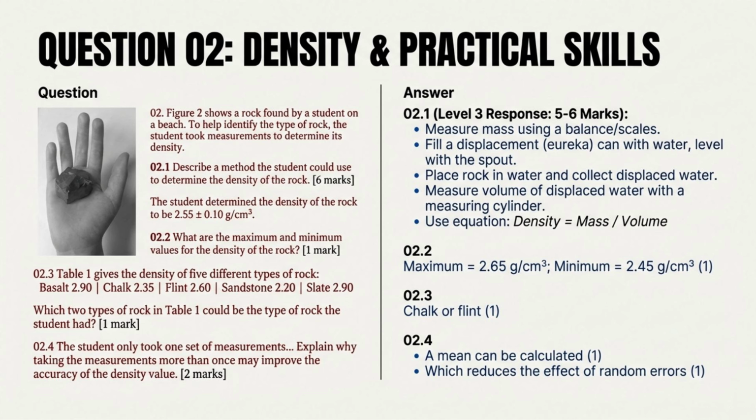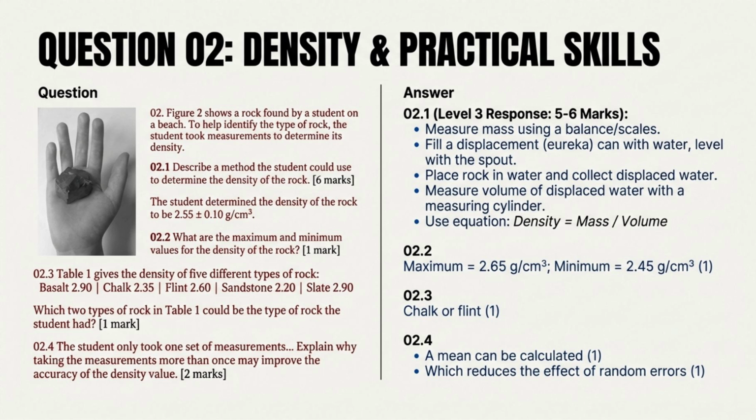Got it. Then drop the rock in. Carefully, yes. You place the rock into the water and collect the water that gets displaced out of the spout. Then, and this is crucial, you measure the volume of that displaced water using a measuring cylinder. So the volume of the water is the volume of the rock. Right. And the final mark is just giving the equation you use to finish the job. Density equals mass divided by volume.